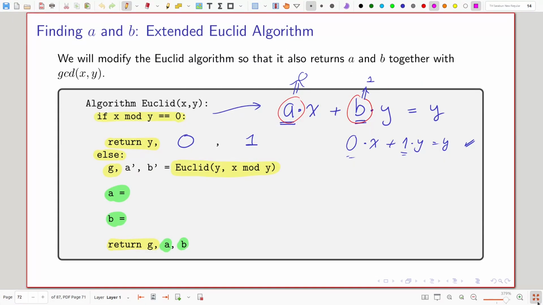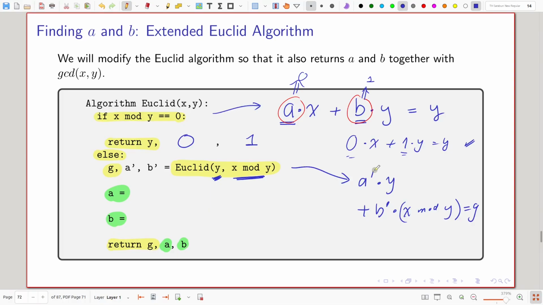So this is the code. After we make a recursive call, we get A prime and B prime from this recursive call. What property do we have from this A prime and B prime? When you make a call, this is X in the recursive call, and this is Y in the recursive call. So you know that A prime times Y plus B prime times X mod Y equals G, equals GCD.